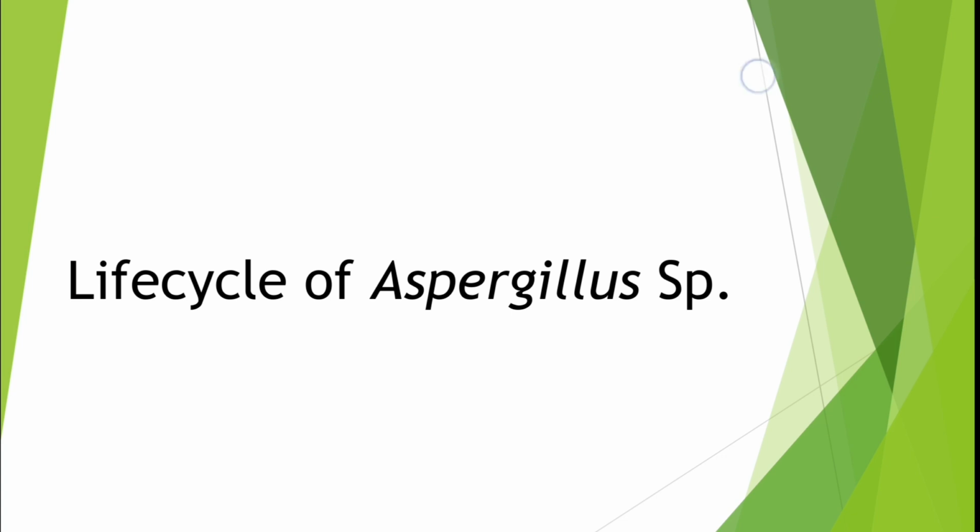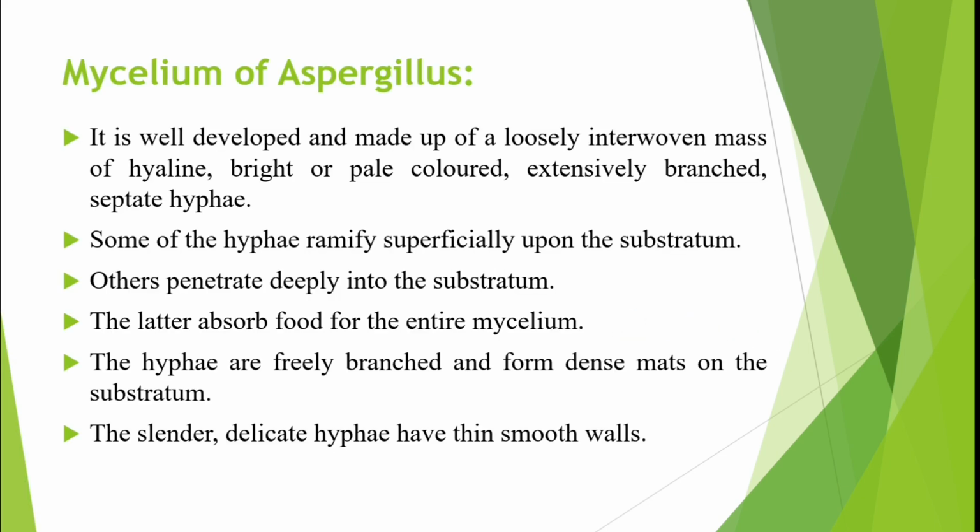In this video we will discuss the life cycle of Aspergillus species. That means its morphology, sexual reproduction, and asexual reproduction, how they produce their offspring or new individual. So let's discuss. At first, the mycelium of Aspergillus, or morphology.